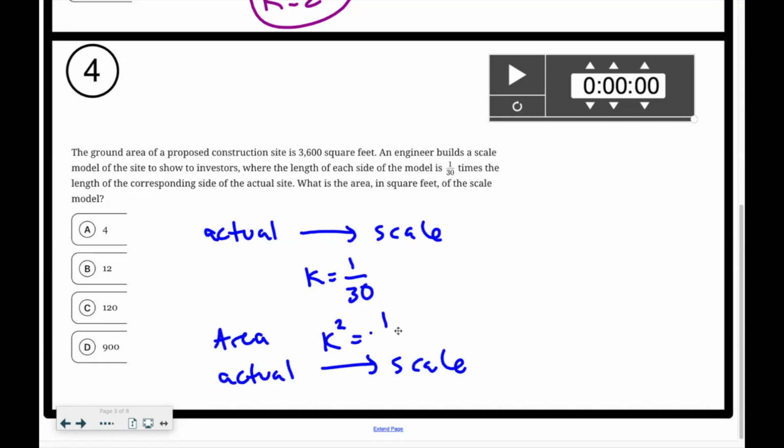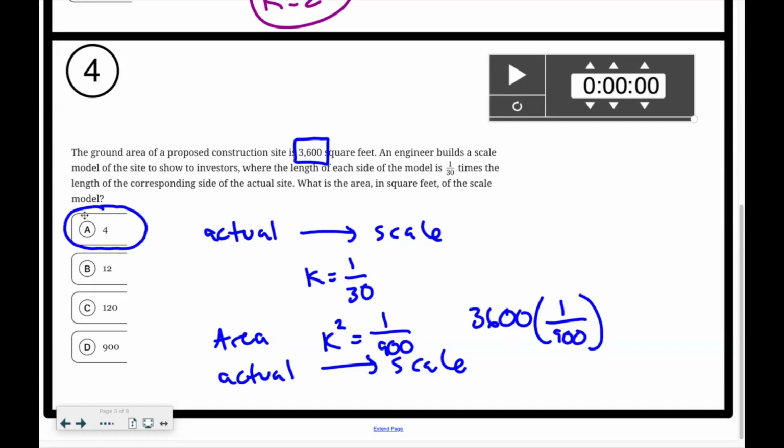In this case, that's 1 over 900, which is 1 over 30 squared. So that means the actual area is going to get multiplied by 1 over 900. So now you just take the actual area, multiply by 1 over 900, which is like dividing by 900, and you just get 4.